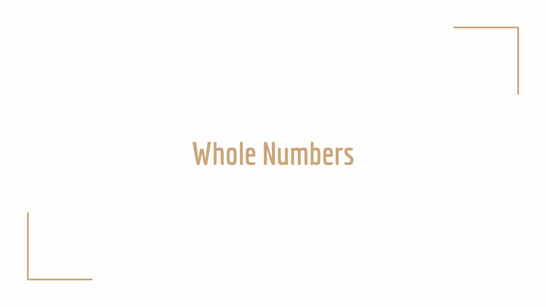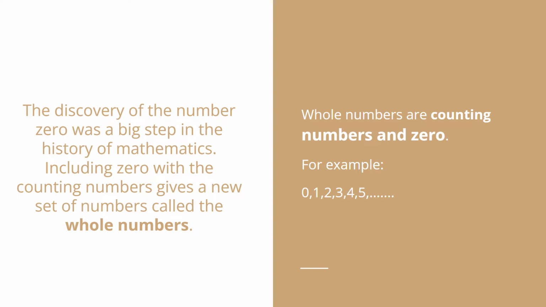The next thing we will learn is whole numbers. The discovery of the number 0 was a big step in the history of mathematics. Including 0 with the counting numbers gives a new set of numbers called the whole numbers. Whole numbers are counting numbers and 0. For example, 0, 1, 2, 3, 4, and 5.